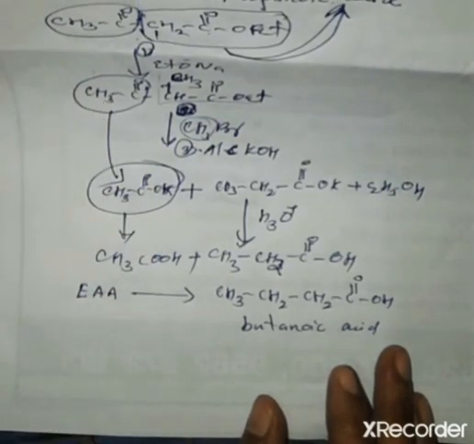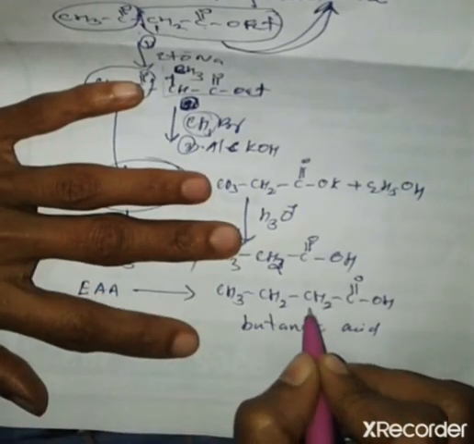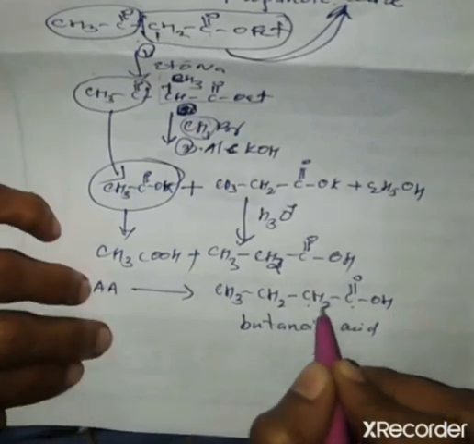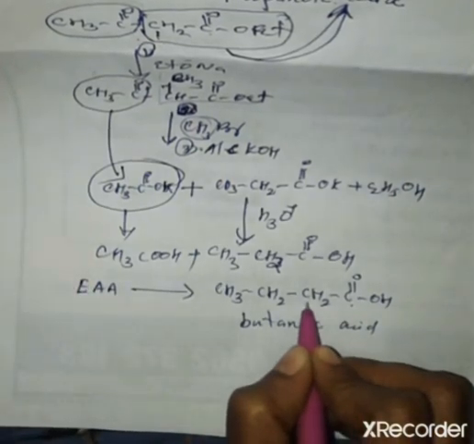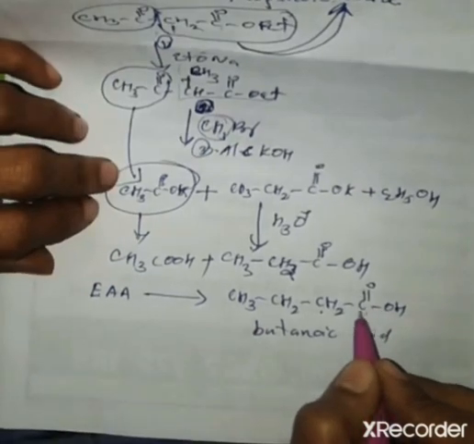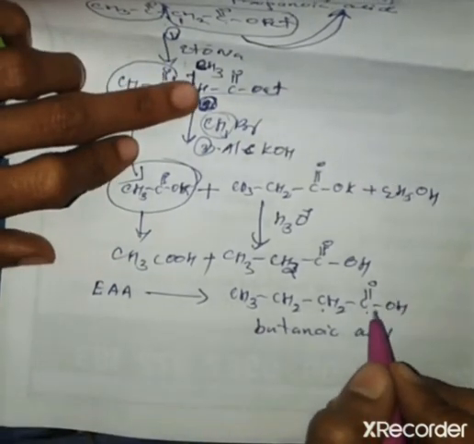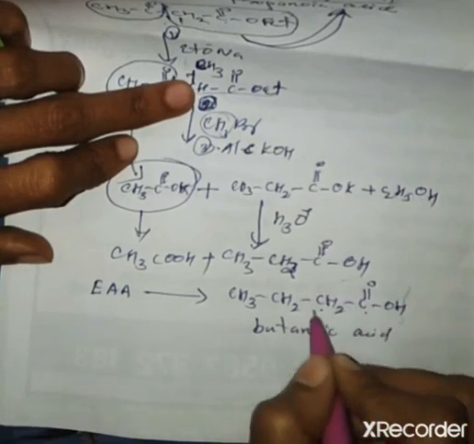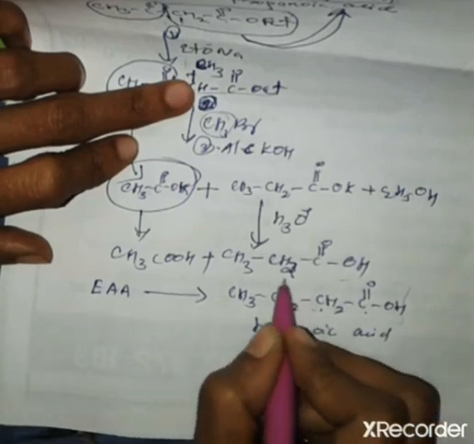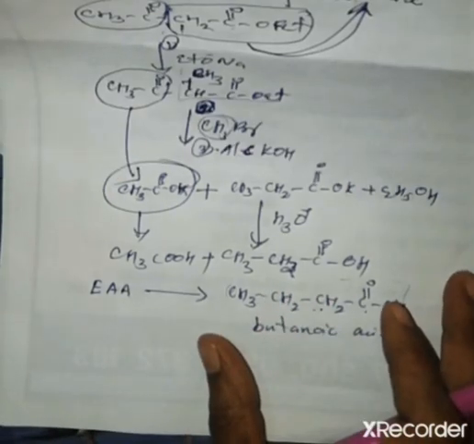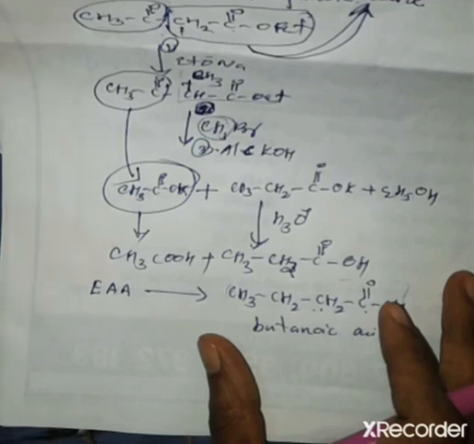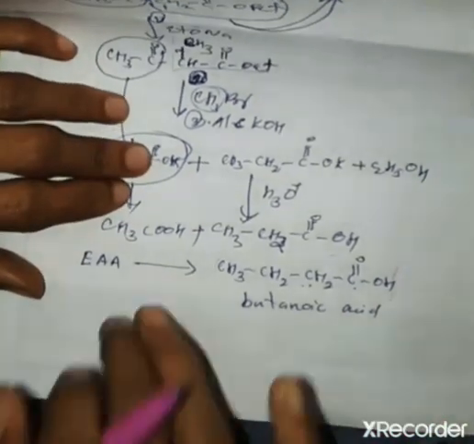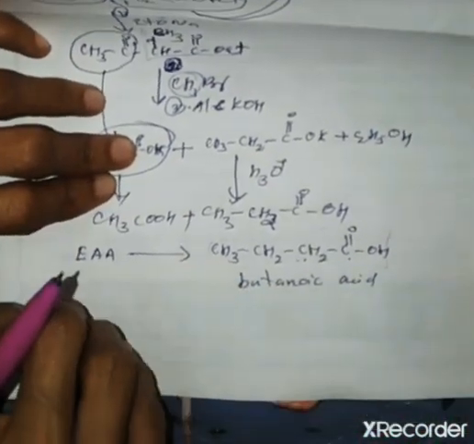Keep in mind that this alpha carbon and COOH are coming from the methylene carbon of the ethyl acetoacetate, and this is the ester part, the COOEt part, coming from the ethyl acetoacetate. So this is coming from the ethyl acetoacetate, and this group is coming from the alkyl halide that we use. So you have to give the steps for the synthesis of this butanoic acid from ethyl acetoacetate.